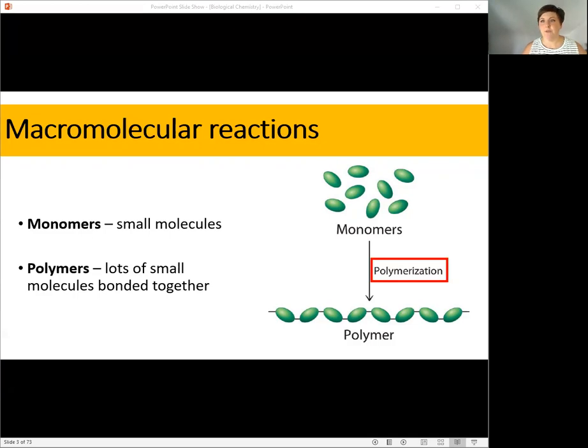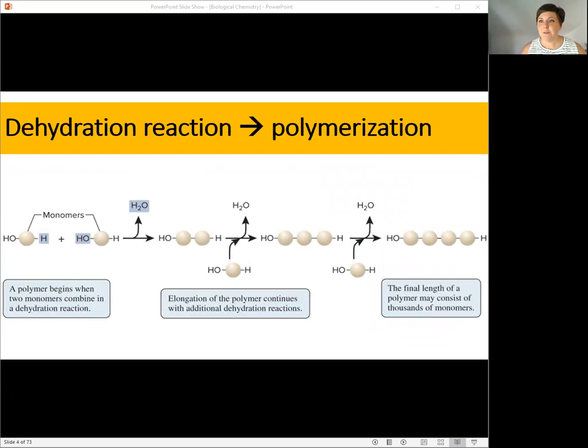Many macromolecules require bonding between numerous monomers, a process called polymerization. When a large macromolecule is composed of many subunits bonded together, it's called a polymer. For example, a string of glucose monomers can polymerize, or bond together, to form a polymer called glycogen. So how do monomers become polymers? As mentioned, via a process called polymerization. But how does polymerization take place?